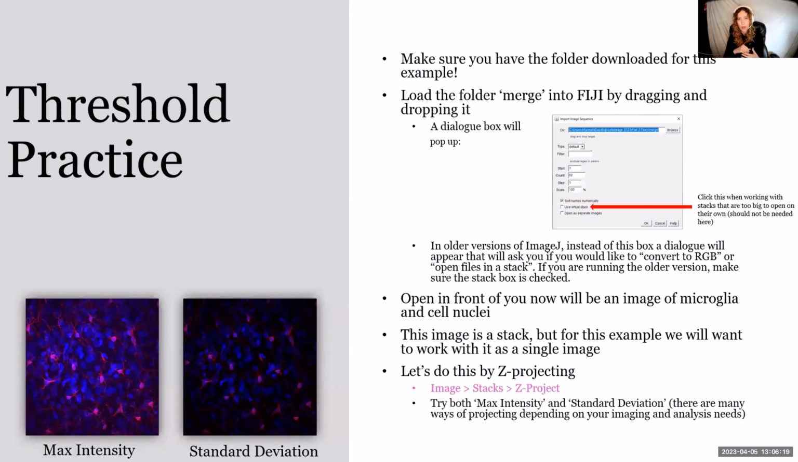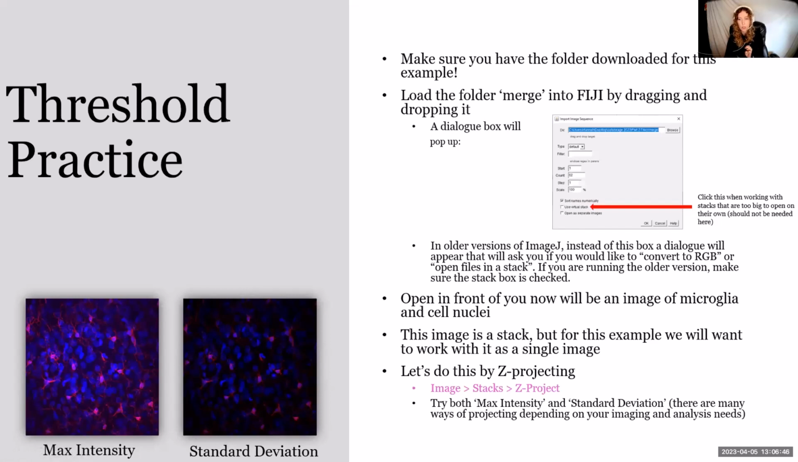We're going to start by loading the folder named Merge into Fiji by dragging and dropping it. This will be a bit different if you have Fiji or ImageJ. For the current version of Fiji I have, this is what pops up. You can have the Bio-Formats importer pop up sometimes, depending on the size of the images you are working with. But if you have an older version or if you have ImageJ, instead you get a dialog box that will ask you if you want to convert to RGB or open files in a stack.